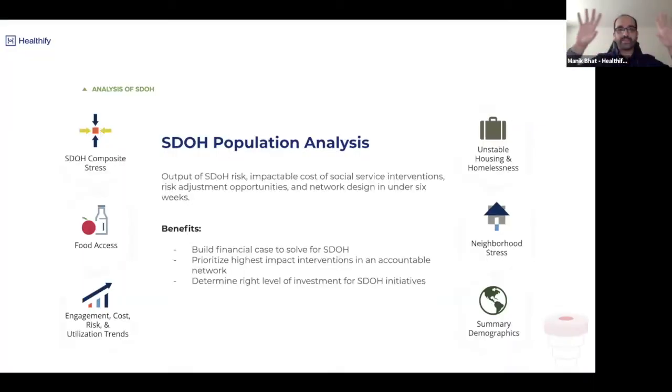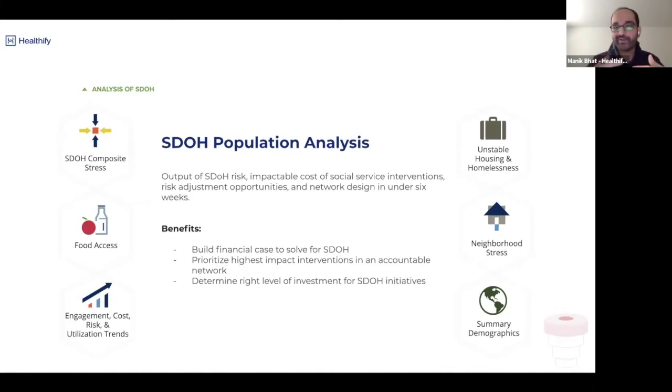So first, when we think about that first phase, how do I build a financial case? How do I know, especially when we know we can't pay for a lot of these services out of MLR, how do I think about a financial incentive for a community partner? And how do I prioritize the right interventions when I think about coordinating with a network of community partners?